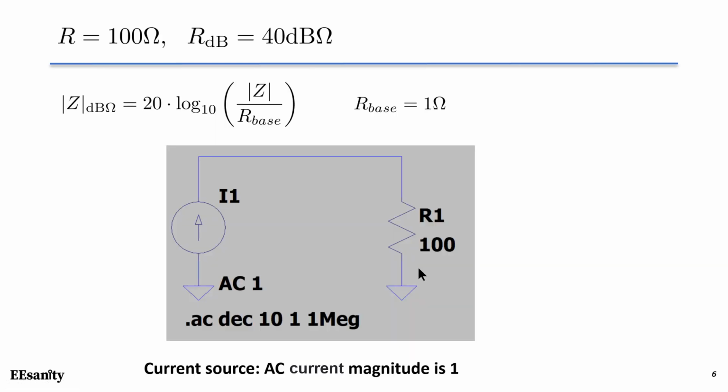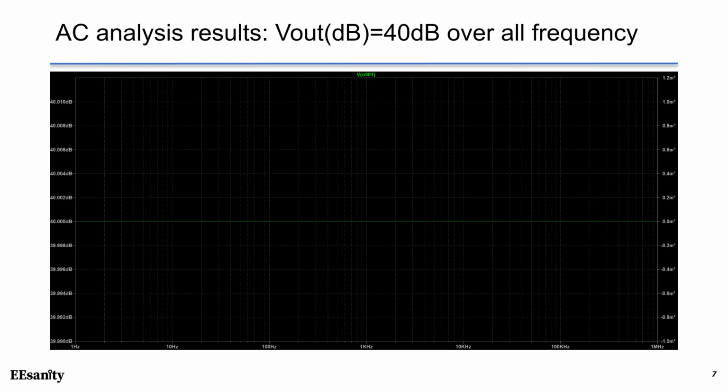Now let's calculate the resistance in dB ohm. Here we have 100 ohm. Based on this equation, we have 40 dB ohm. Since the AC magnitude is 1 amp, we expect to see the voltage over R1 equal to 1 amp times 100 ohm, which is 100 volt. 100 volt equals 40 dB. Let's run the simulation in AC analysis.